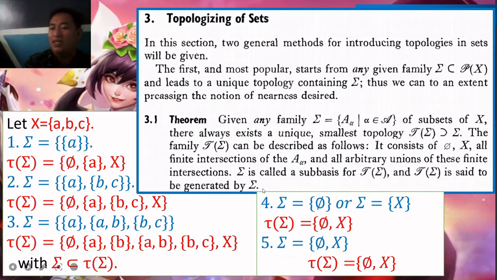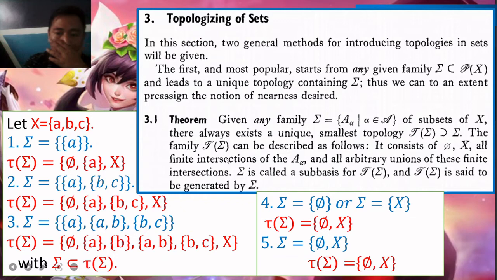Okay. Example, class, let X be the set containing A, B, C. Let's see what tau sigma is. Say sigma is a singleton, just A. Okay. Tau sigma will have the empty set and X. Okay, next. All finite intersections of the A alpha. It is just one set. If you intersect it with itself, the answer is just itself. So that is the result of the finite intersections. Okay. So we don't see anything new.